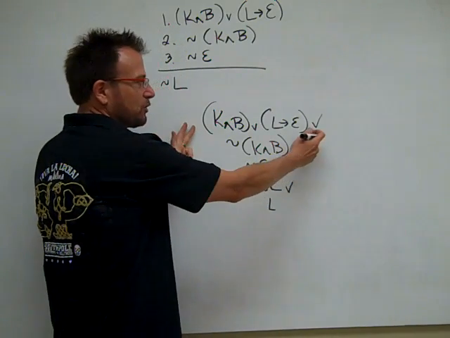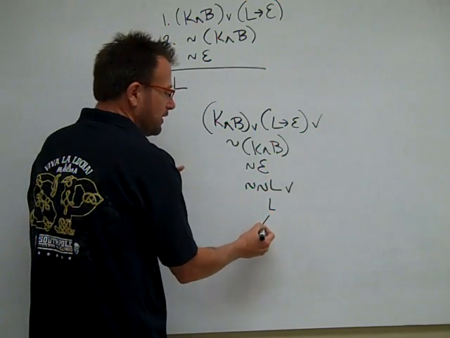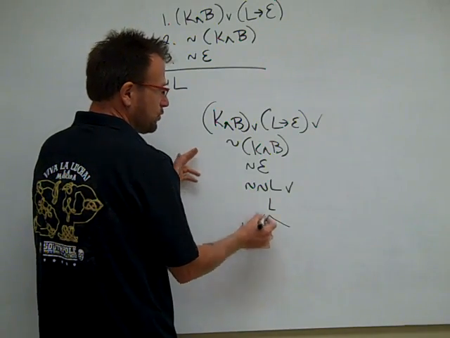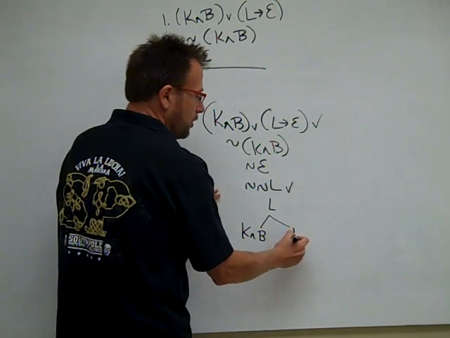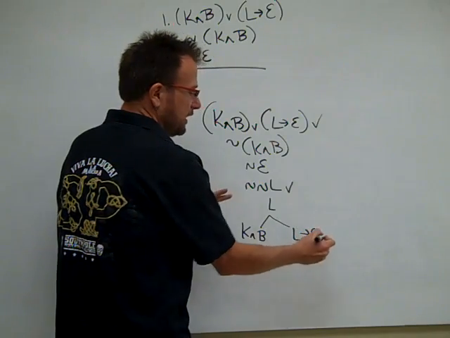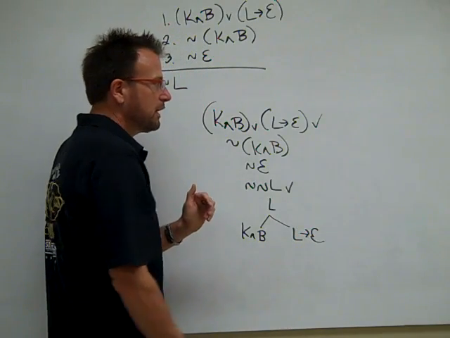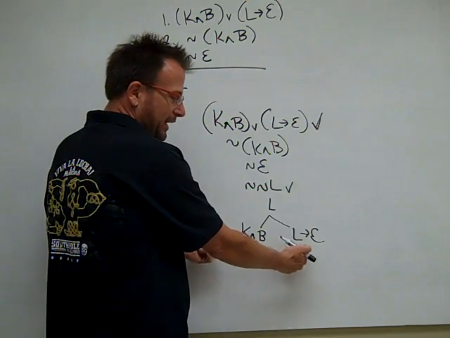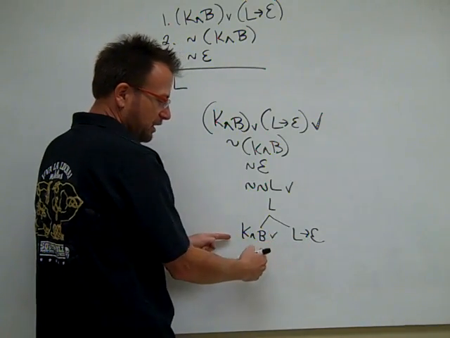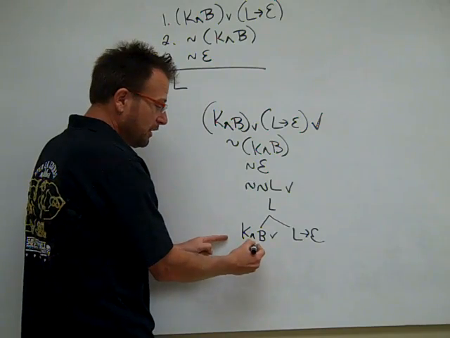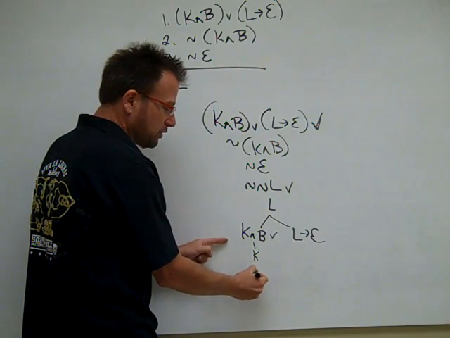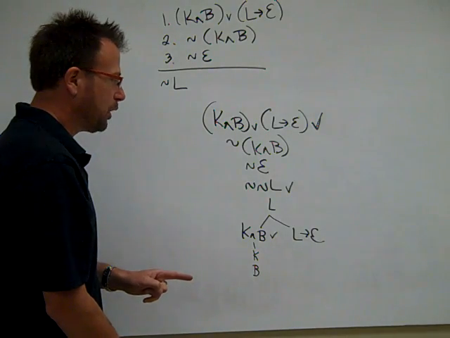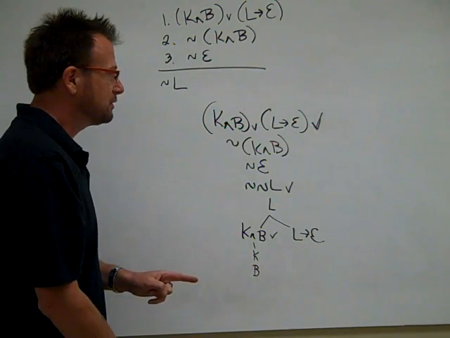So under what conditions will this disjunction be true? This disjunction will be true when either K and B is true, that's the first disjunct, or if L, then E is true. I've now checked this off because I never have to look at that again. But now I need to unpack each of these. So here, under what conditions will this conjunction be true? This conjunction will be true when K is true and when B is true. Right? Both of those are going to be necessary.